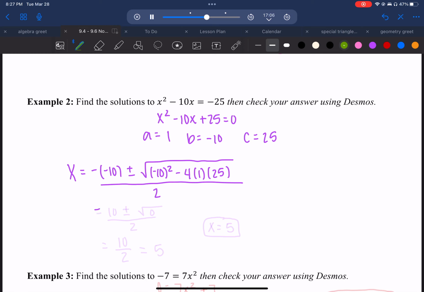We can then plug everything into our calculator, and we get negative 1 times a negative 10, which is 10, plus or minus the square root of 0, all over 2. And so we get 10 over 2, which is 5. So x equals 5. Let's go ahead and pause me and check our answers using Desmos.